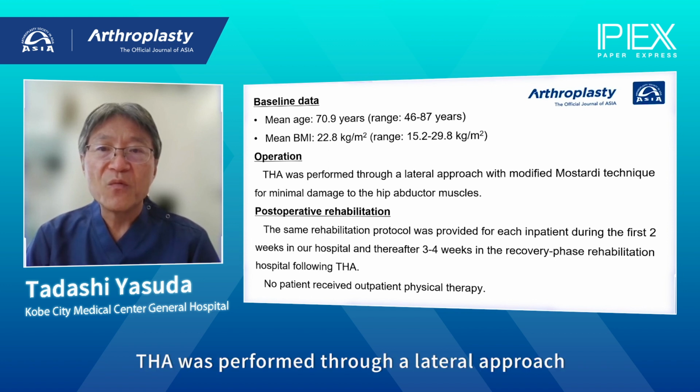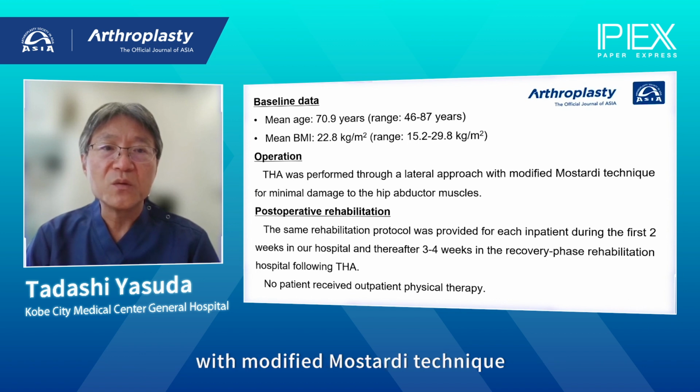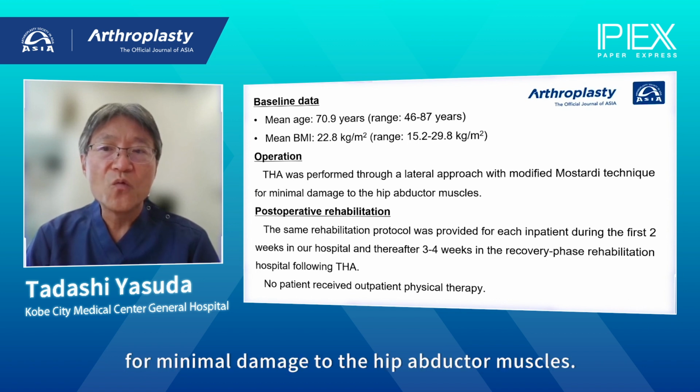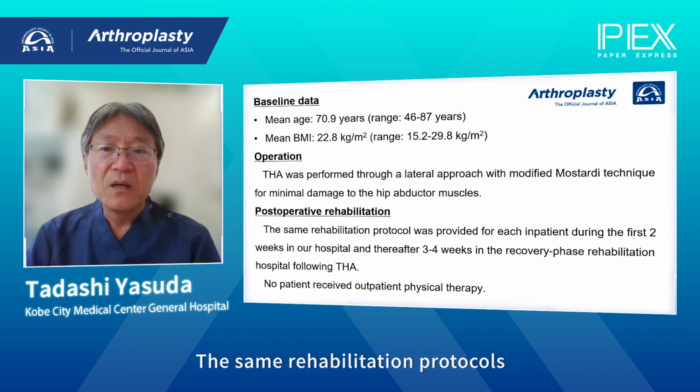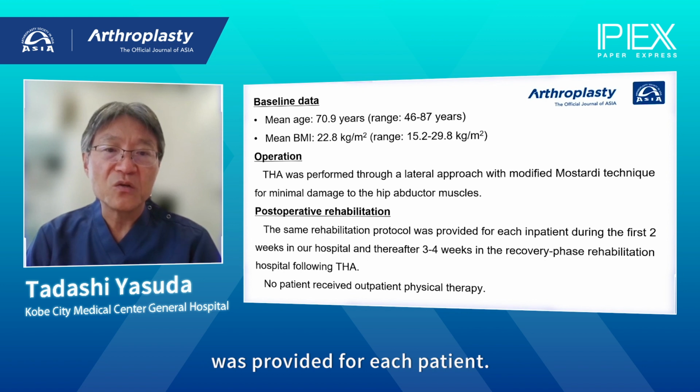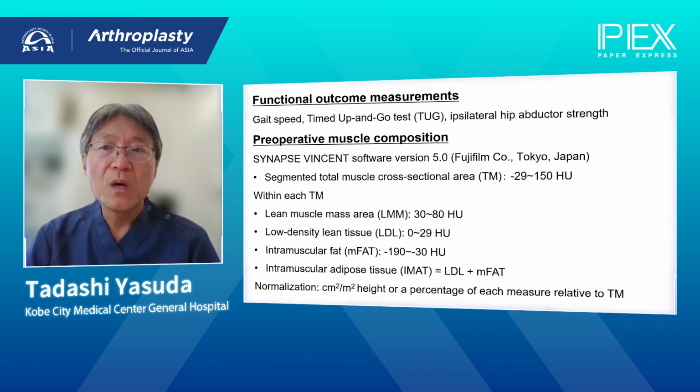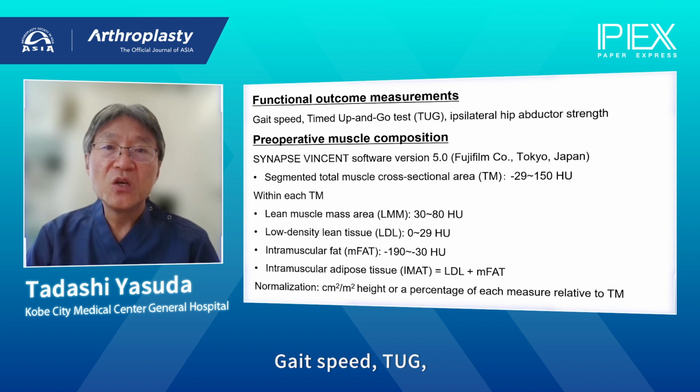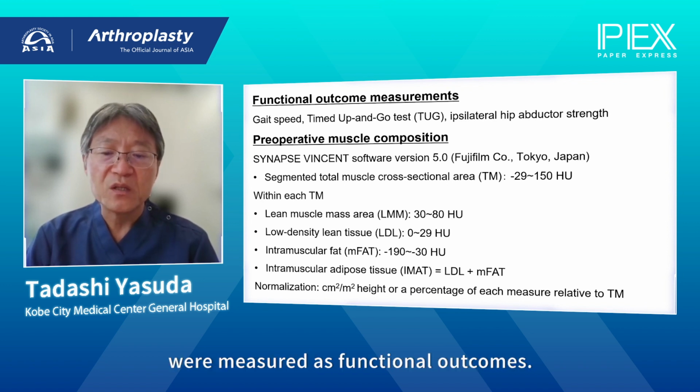THA was performed through a lateral approach with a modified Mostardi technique for minimal damage to the hip abductor muscles. The same rehabilitation protocol was provided for each patient. Gait speed, TUG, and ipsilateral hip abductor strength were measured as functional outcomes.